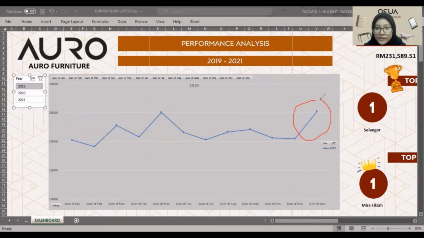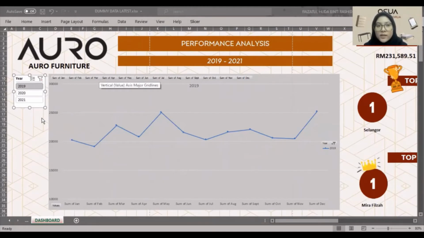In December 2019, we can see the total sales of our company show a huge increment compared to the past few months. This can be said to be due to our efforts in organizing year-end sales promotions for each branch. This promotion is implemented to attract customers to get furniture and home furnishings at a cheaper price.